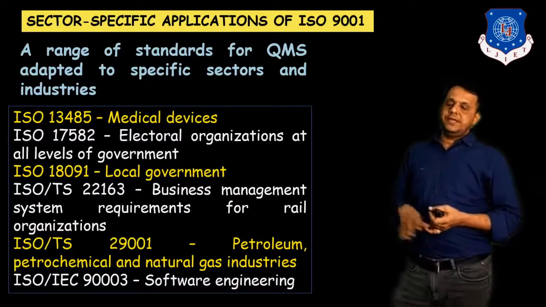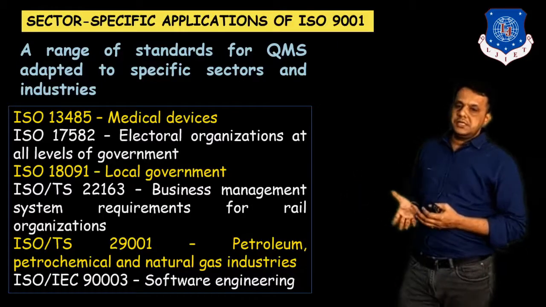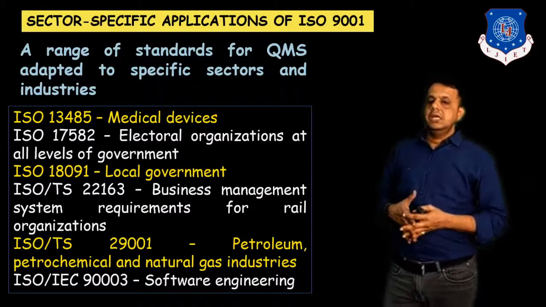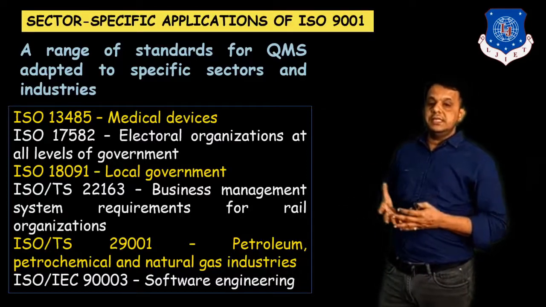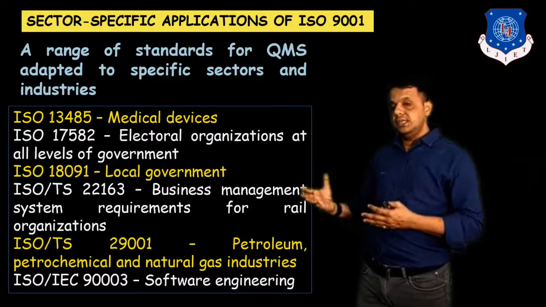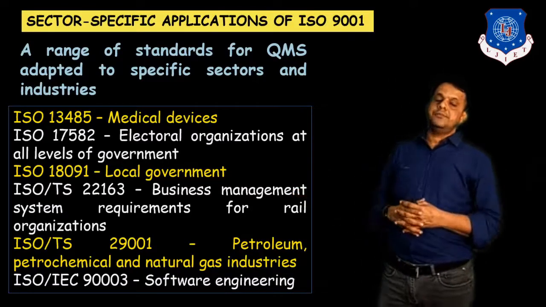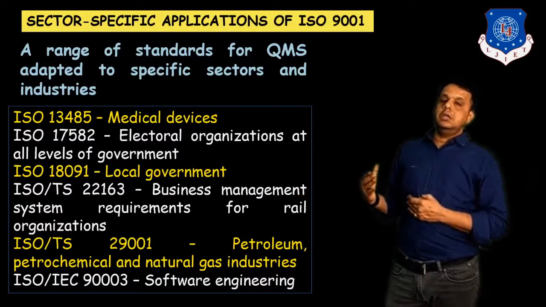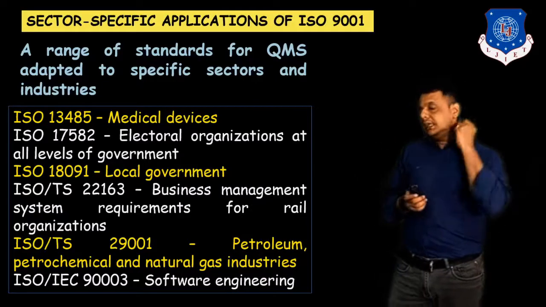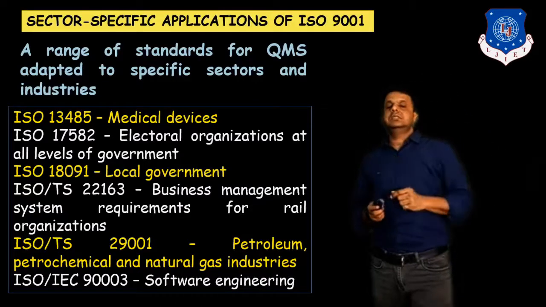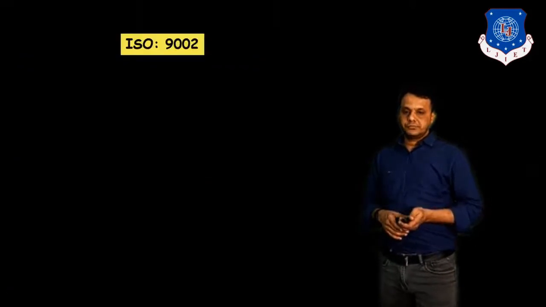So it is a range of standards for QMS adopted to a specific sector. ISO 13485, for example, for medical devices. Then you have electoral organization in all levels of government. ISO 8091 says about local government, then business management, and then petroleum industry, and software engineering, say ISO 9000, IEC 9000. So these are all sector-specific applications of 9001, but it is not like that it is only certain industries. These are some examples. It can be applicable to everything.